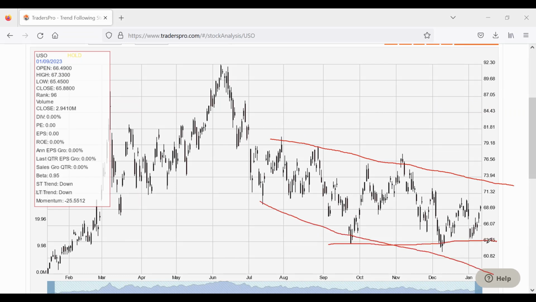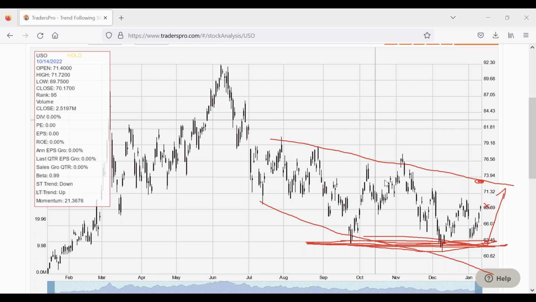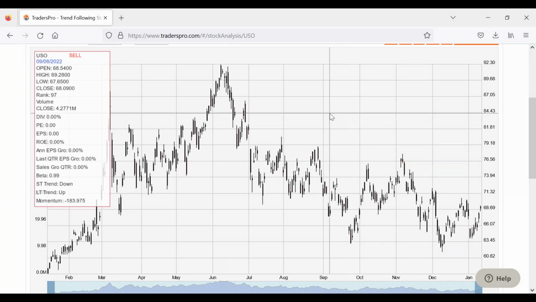Here, you've got a little bit of horizontal support in this area. So we're right in the middle. We could go either way, but if it gets up around here, you might expect it to pull back. If it gets down below here, you might expect it to rally. You can kind of see these spots on the chart to gauge that.